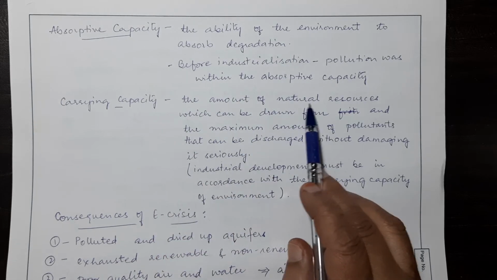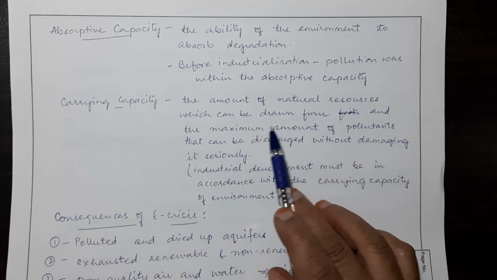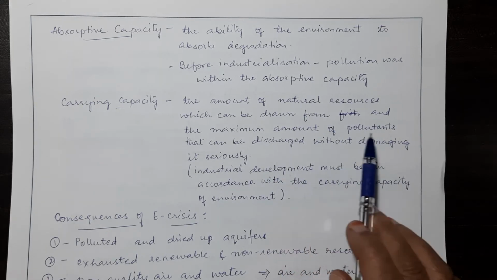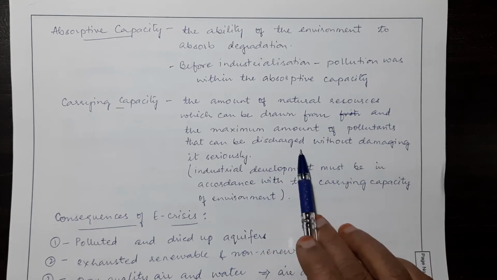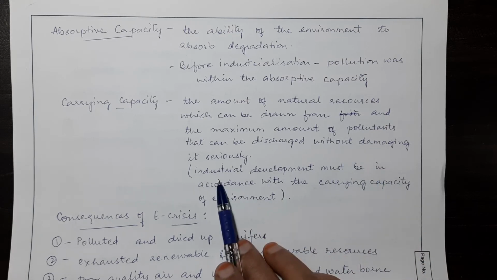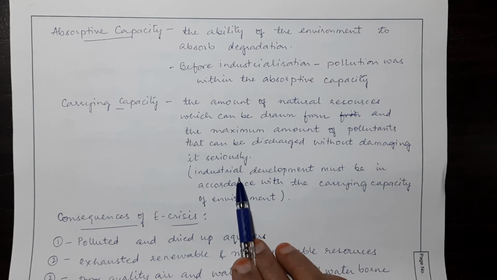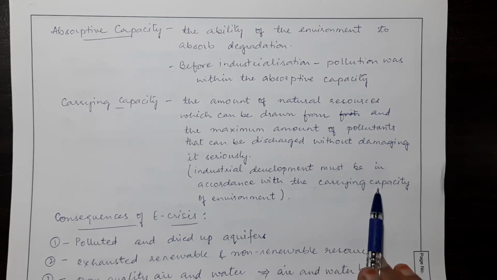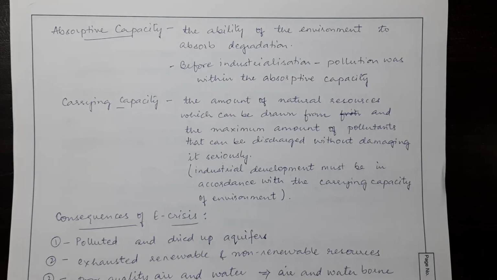It is the amount of natural resources which can be drawn from, and the maximum amount of pollutants that can be discharged, without damaging it seriously. That means industrial development must be in accordance with the carrying capacity of the environment.